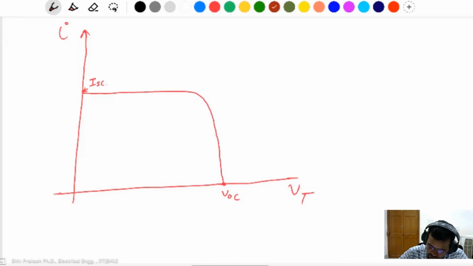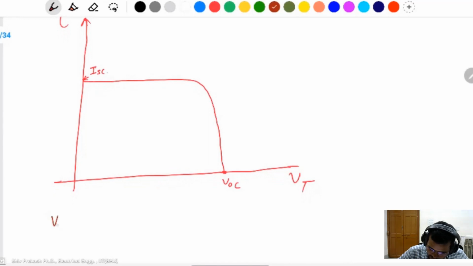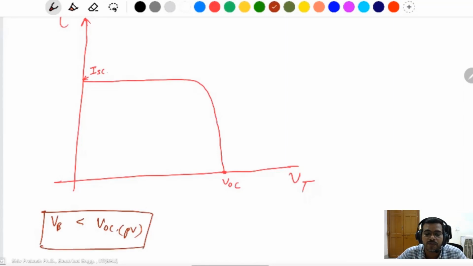It means that the battery voltage should be lesser than the VOC of the PV, not equal to, but less than the solar PV open circuit voltage. But you can't be sure that it will work in MPPT mode or not, whether it will transfer maximum power or not, because the battery voltage is fixed. If you connect the battery to the terminal of the solar panel, the output voltage is fixed. You can't vary the output voltage.